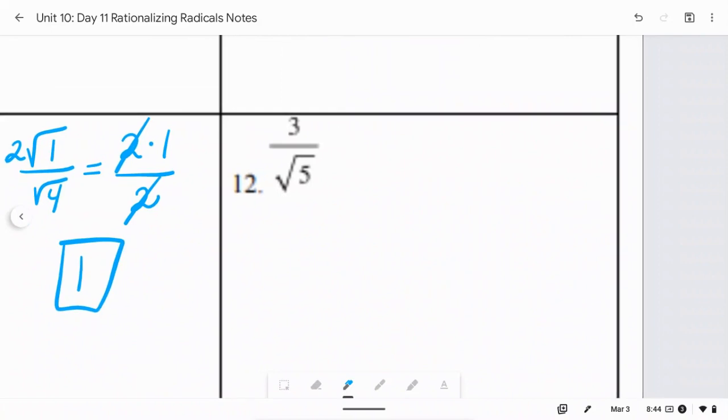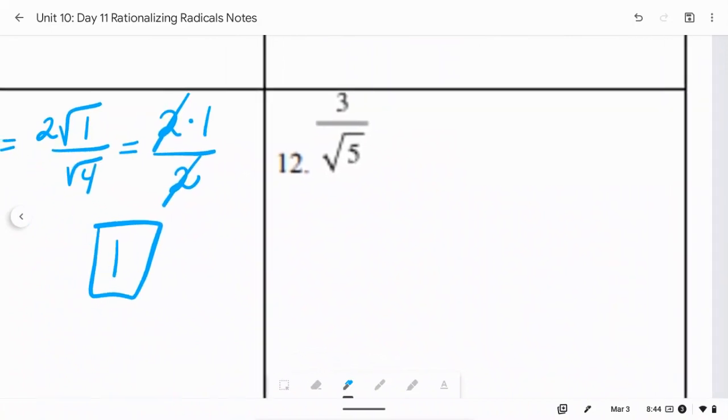Last example, example 12, I can't reduce the square root of 5, but I can't leave the square root of 5 in the denominator. So remember, to get rid of it, I'm going to multiply the numerator and the denominator by the square root of 5. In the numerator, I can only multiply the outside numbers together. So 3 times 1 is 3, square root 5.